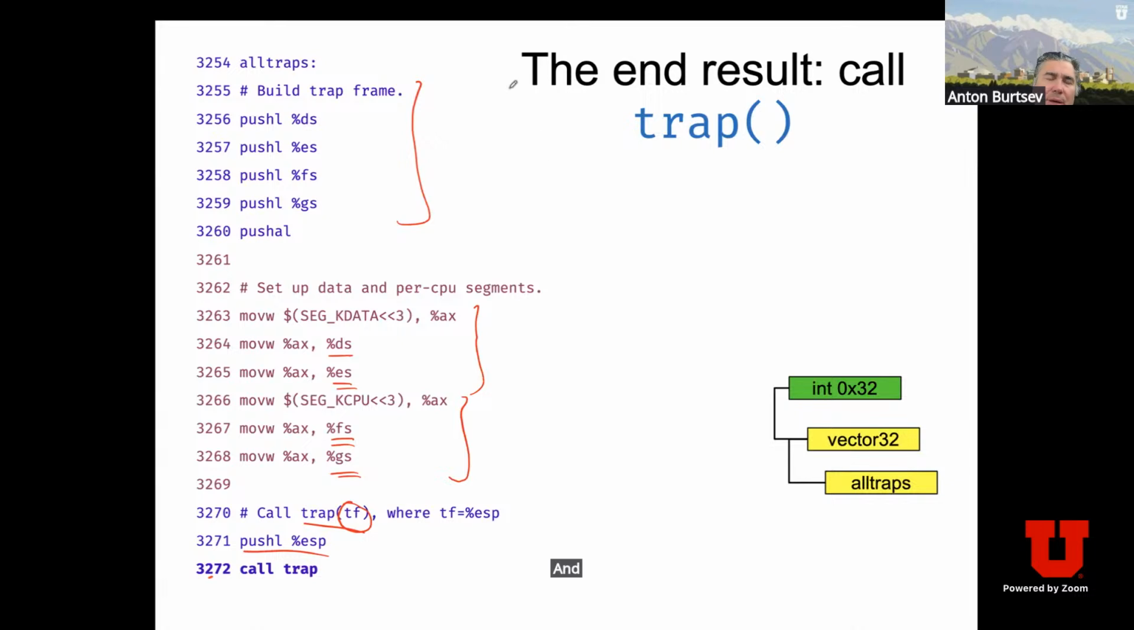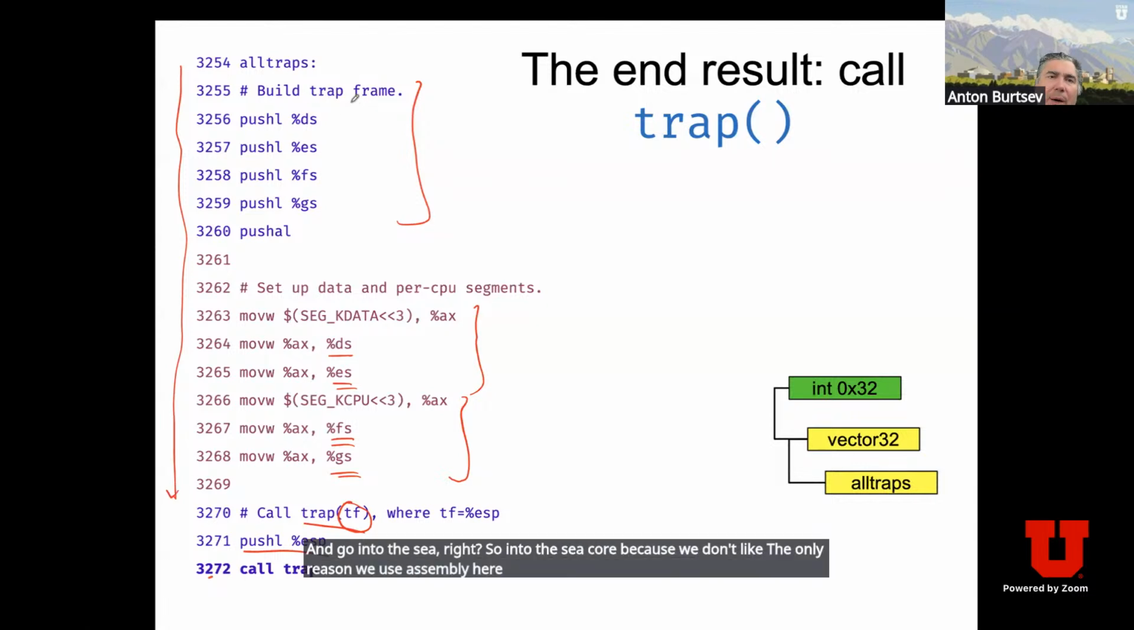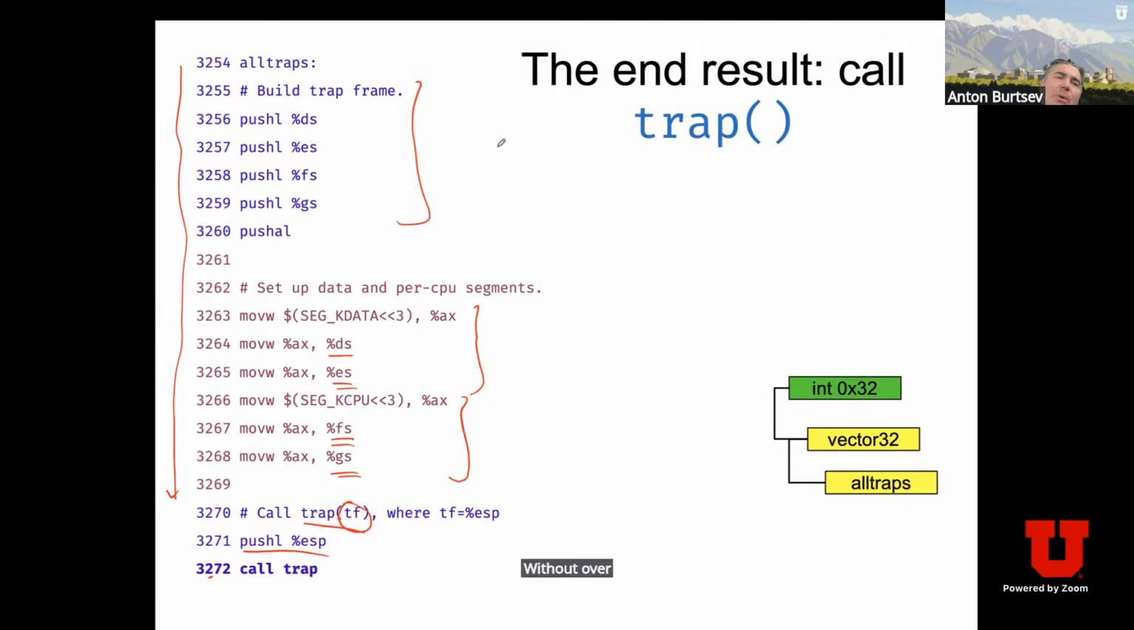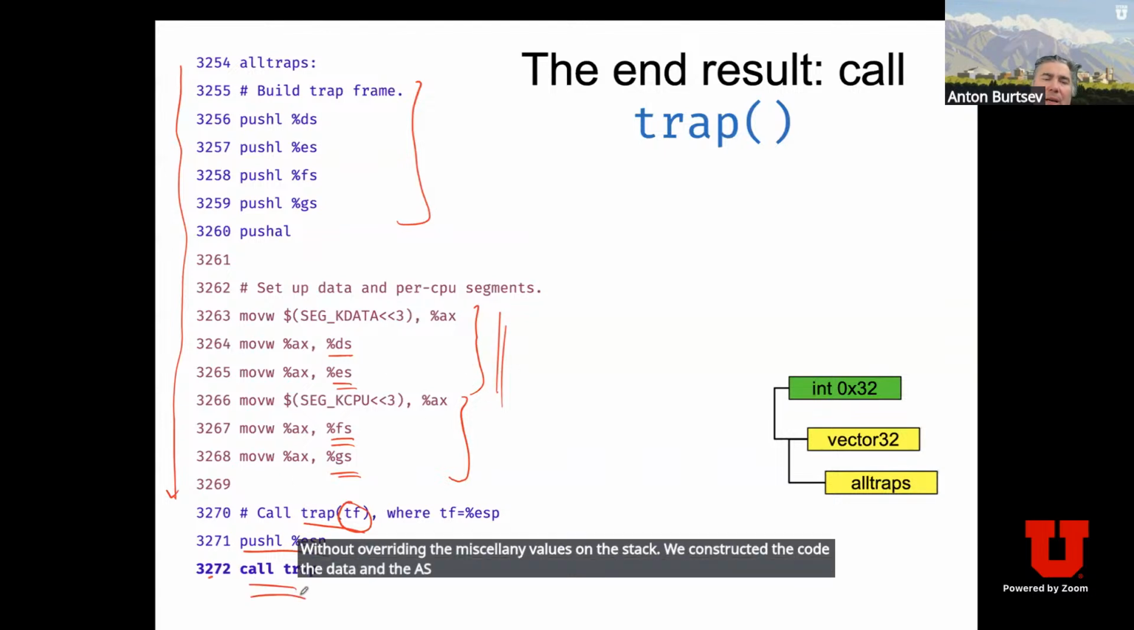The only reason we use assembly here is that we have to be very careful about constructing the stack frame, essentially making sure that we carefully save all the registers without overwriting the values on the stack. We constructed the code, like the data and the ES segments, and after that, we're ready to jump to C.